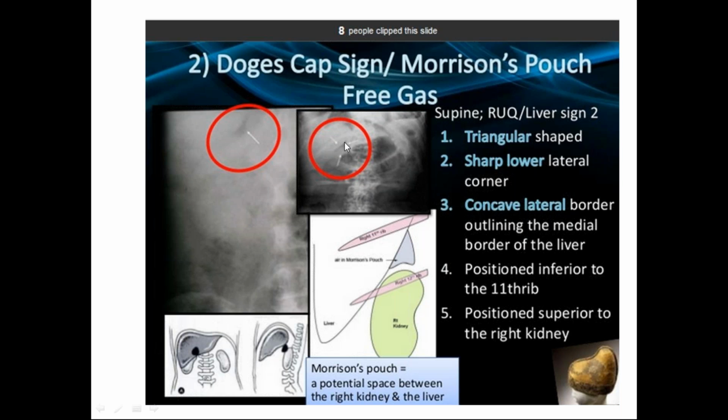And usually this Doge's cap or Morrison's pouch free gas sign is seen as a triangular shaped radiolucency just inferior to the liver and above the renal shadow. It will have a sharp lower lateral corner and a concave lateral corner due to the contour of the liver. It is positioned usually inferior to the 11th rib and superior to the kidney.